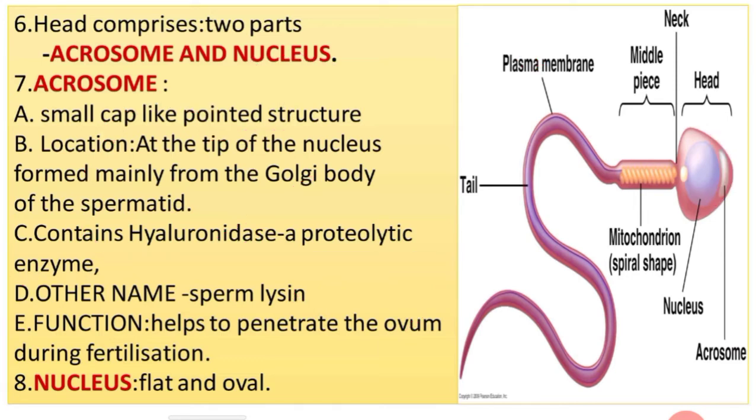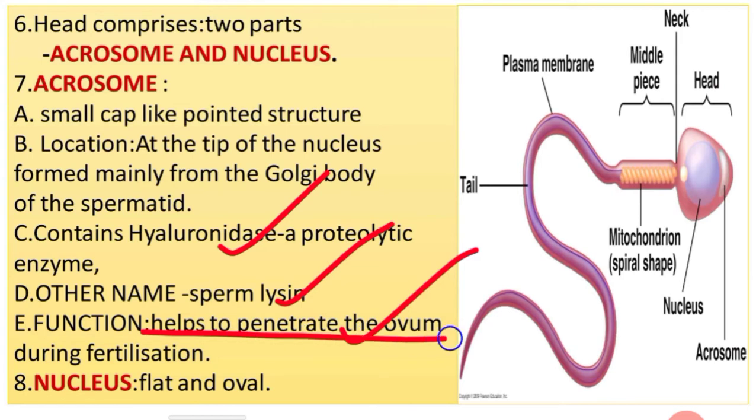The sperm acrosomal part contains hyaluronidase, a proteolytic enzyme, otherwise named as sperm lysine. The function of hyaluronidase is to help penetrate the ovum during fertilization. Acrosome over.